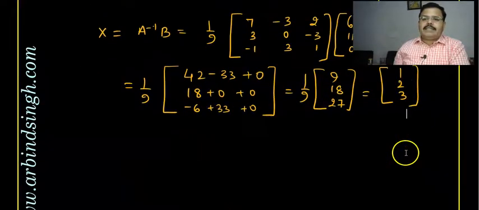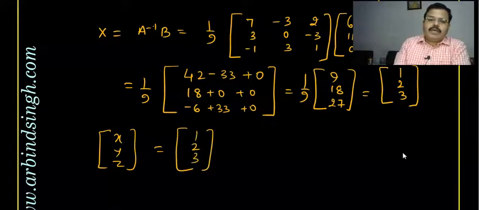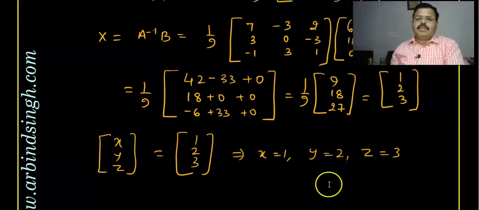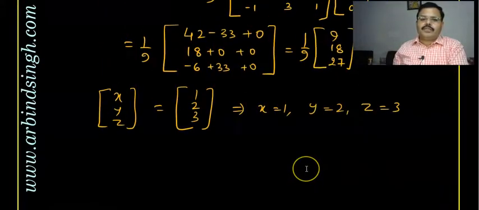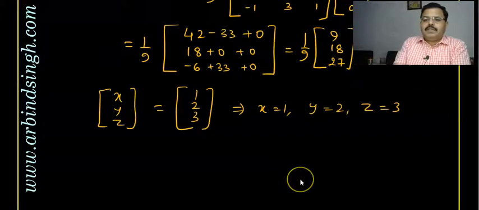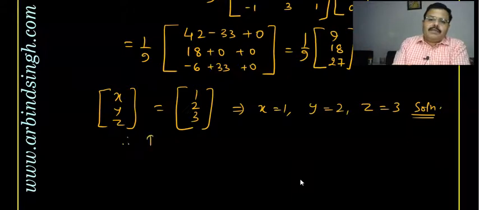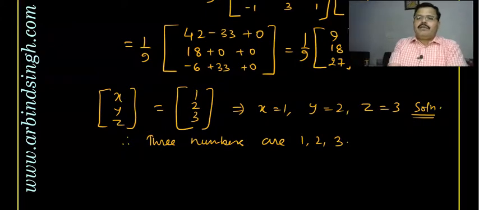So X is equal to, what is X? X is xyz, and this is 1, 2, 3. So by equality of matrices, we can say x is equal to 1, y is equal to 2, and z is equal to 3. So these are the three numbers whose sum was 6, as given in the question. So this is the solution of this question. I hope you got it now. These are the three numbers: 1, 2 and 3.